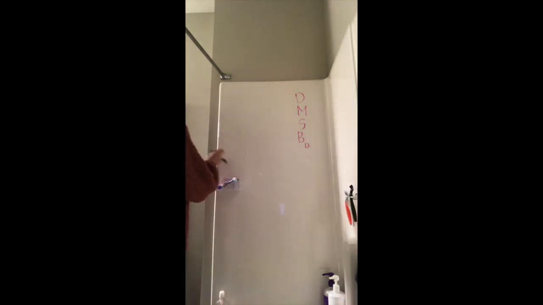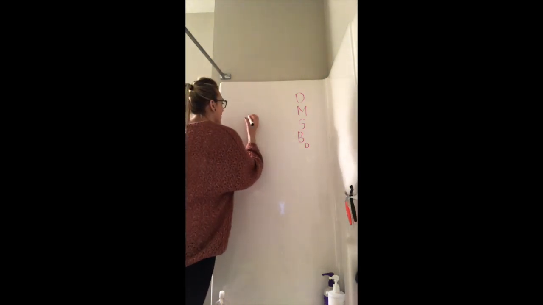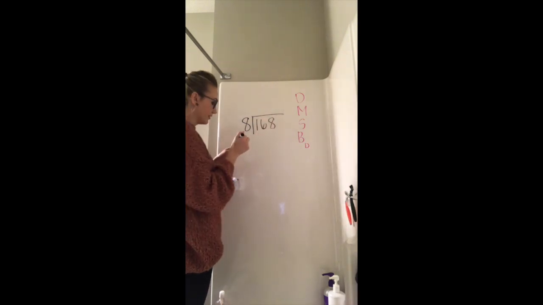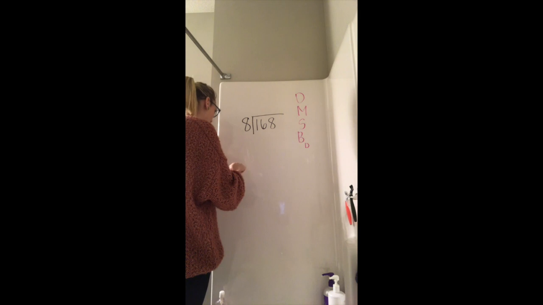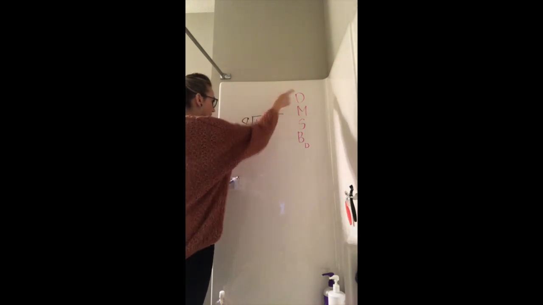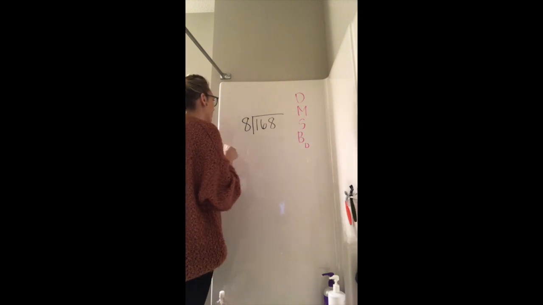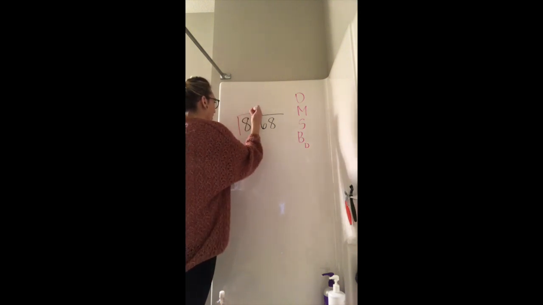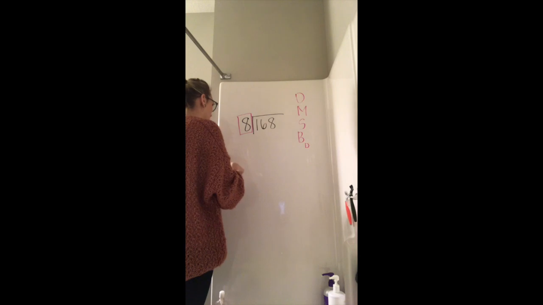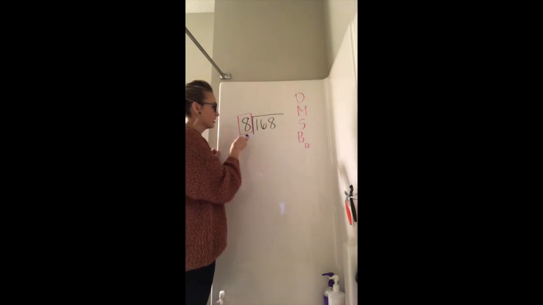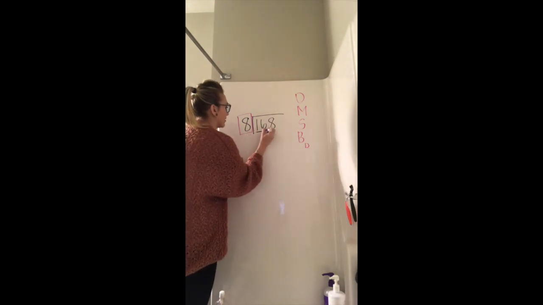Our next problem is 8 divided by 168. So, again, we have to think about our divide first. We're dividing 168 by 8. So if we look at our 8, well, we can't break 1 up into 8 different sections. 1 is too small. So we got to look at the 16.